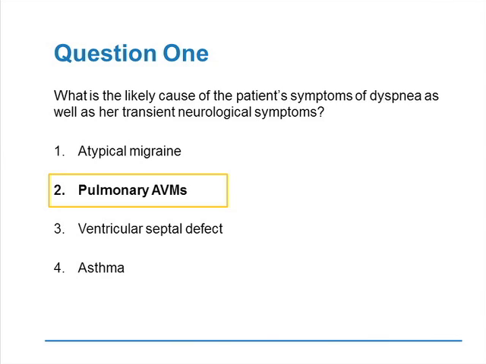And asthma, we have seen asthma symptoms in HHT patients because TGF-beta does play a role in eosinophil apoptosis. However, her symptoms are unlikely to be related to asthma.